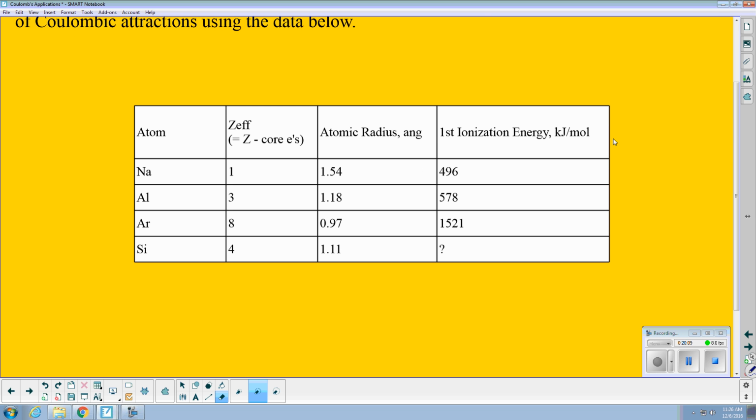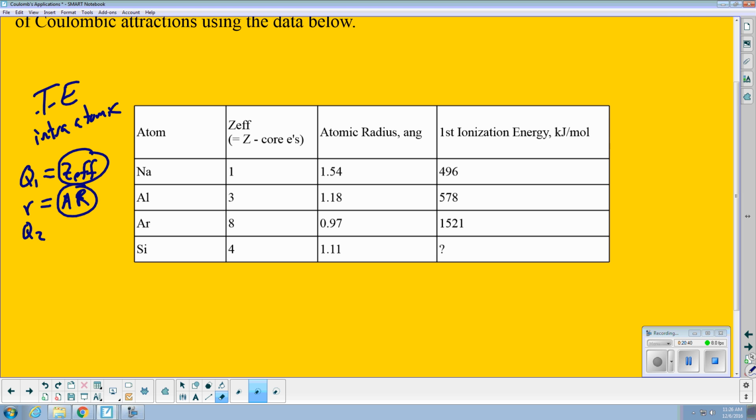So I look at this, and once again, when I'm dealing with ionization energies, I'm dealing with an intra-atomic relationship. That means my Q1 is going to be Z effective, and my R is going to be my atomic radius. Now, Q2, do I care about it? No, because the electron charge is always staying the same. We are only varying Z effective and atomic radius. So those are the two things we have to look at.